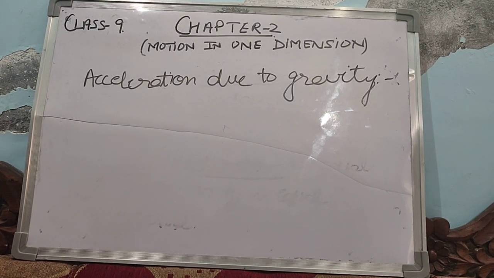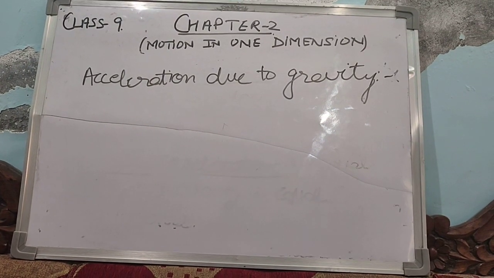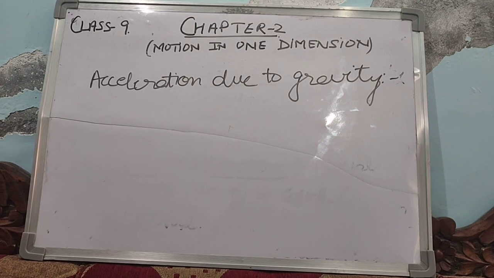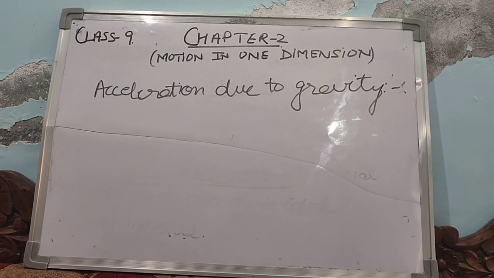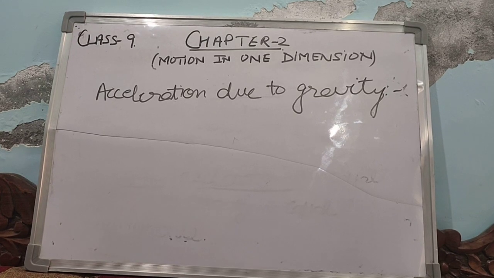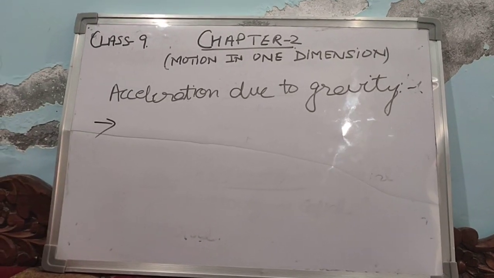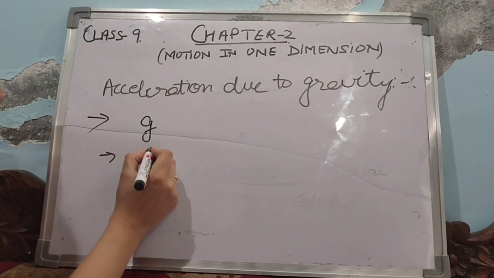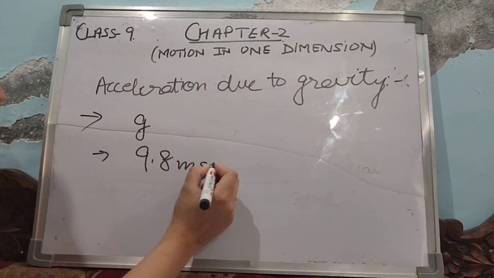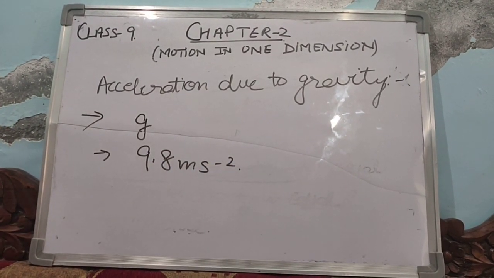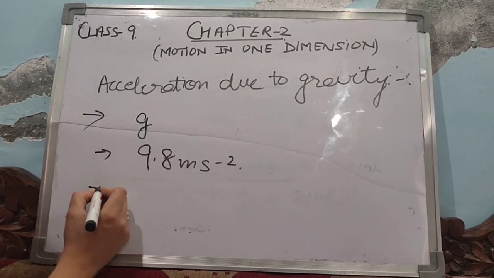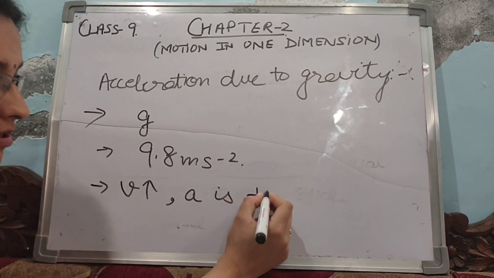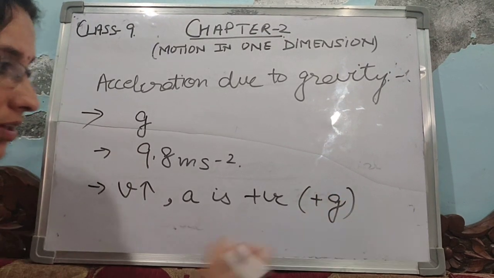Next topic is acceleration due to gravity. So students, when a body falls freely under gravity, the acceleration produced in the body due to Earth's gravitational attraction is called acceleration due to gravity. It is denoted by the letter g, and the value of acceleration due to gravity is 9.8 meter per second square. When a body falls down, your velocity increases, so we can say acceleration is positive, that is, plus g.